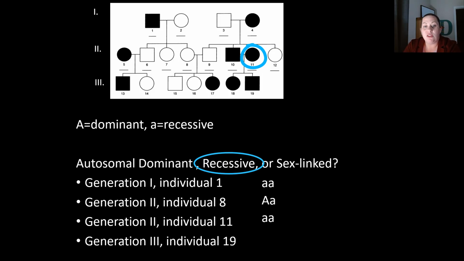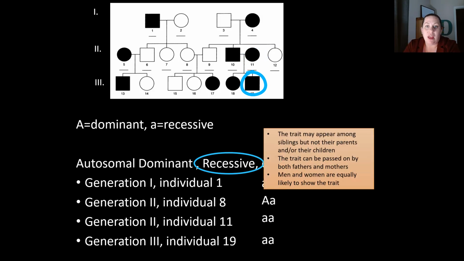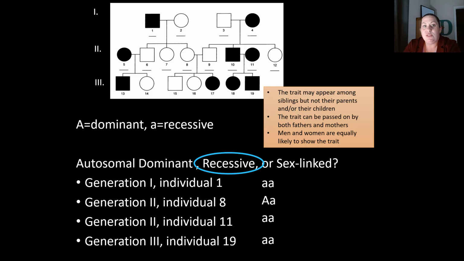Which means generation 3, individual 19, is also little a, little a. So some little things to help us see if it's recessive. This trait may appear among siblings, but not their parents and/or their children. The trait can be passed on by both mothers and fathers, and men and women are equally likely to show the trait.